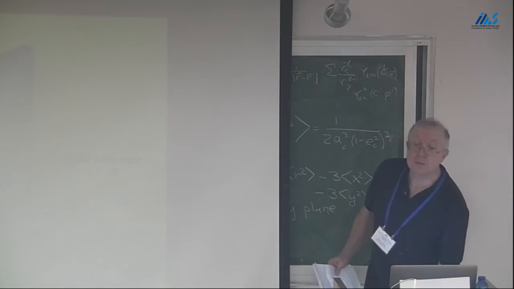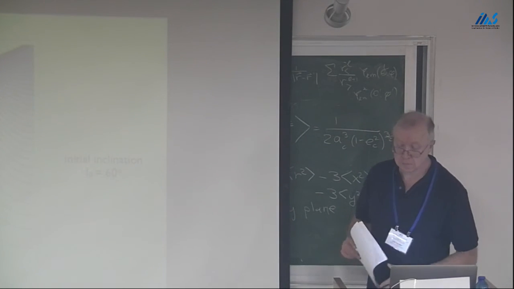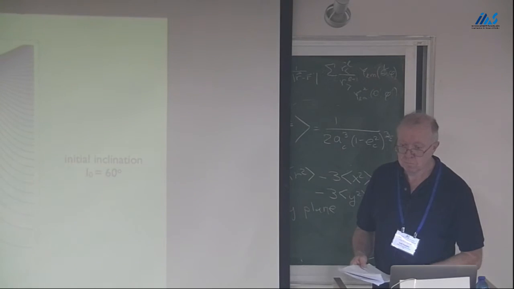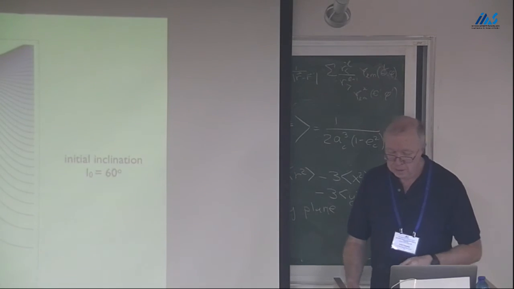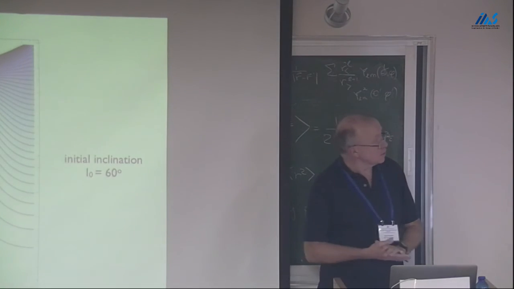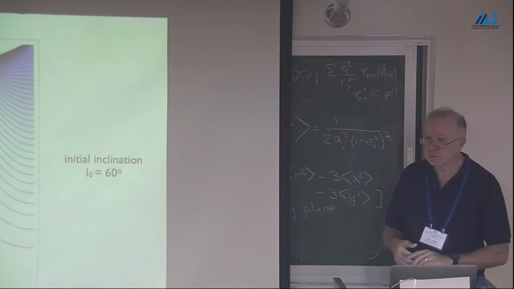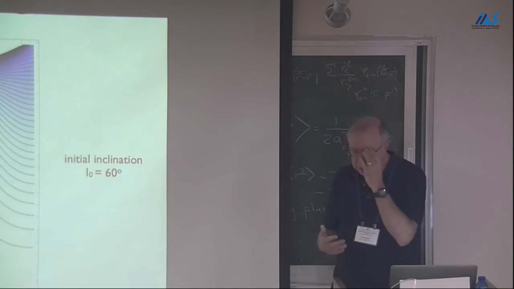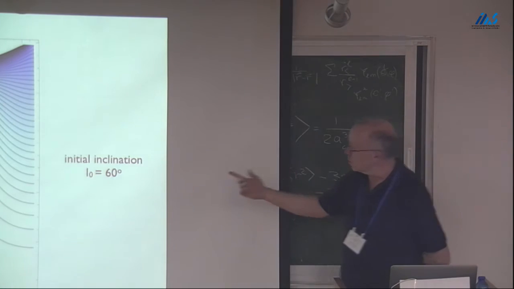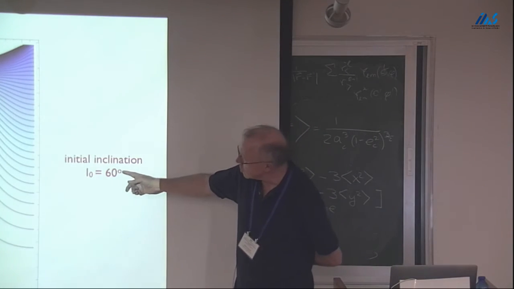Yes. You know why Kozai and Lidov's original papers were so confusing? Yes, let me say a little bit about that. This is more simple. So this is an example of a planet with an initial inclination of 60 degrees.